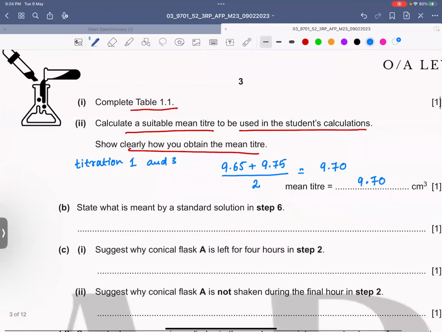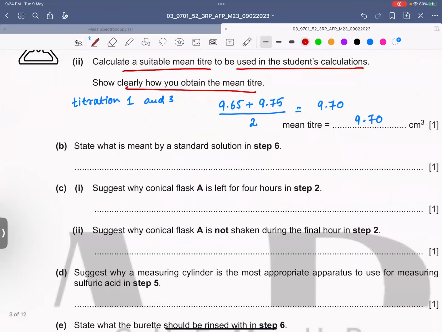Okay. Now, in part B, they are asking: state what is meant by the standard solution in step 6. So I have discussed that earlier as well. It is a solution whose concentration is known. So you can write a solution of known concentration.